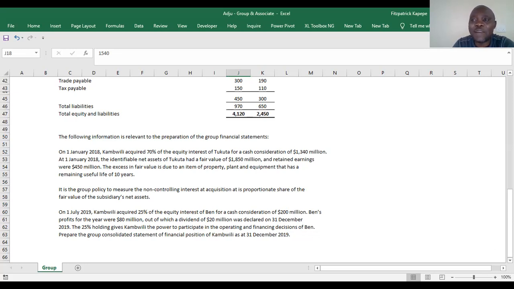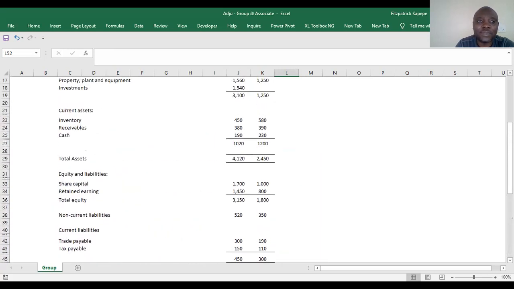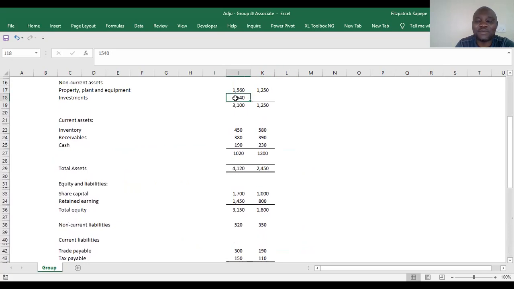Okay. So in the exam, the first thing that you do, you first check what was the consideration. Then once you find the consideration, you go back there, check under investment. So the difference will tell you something. In this case, we are actually told there was a surplus, 200 million kwacha that has to be found.